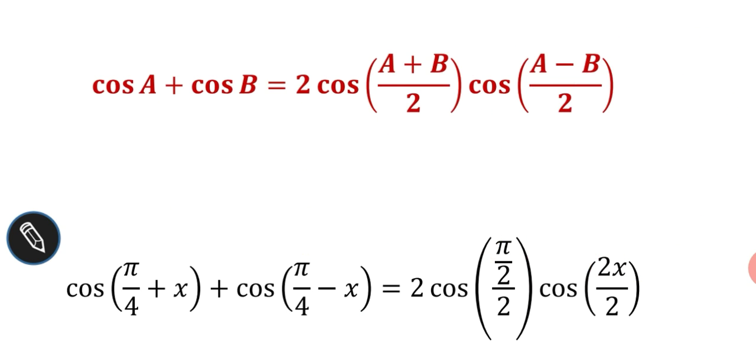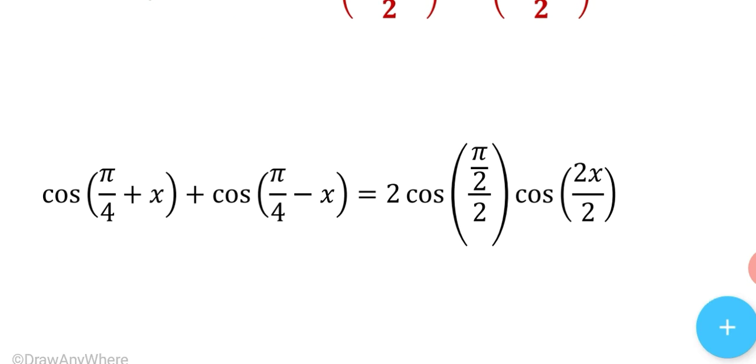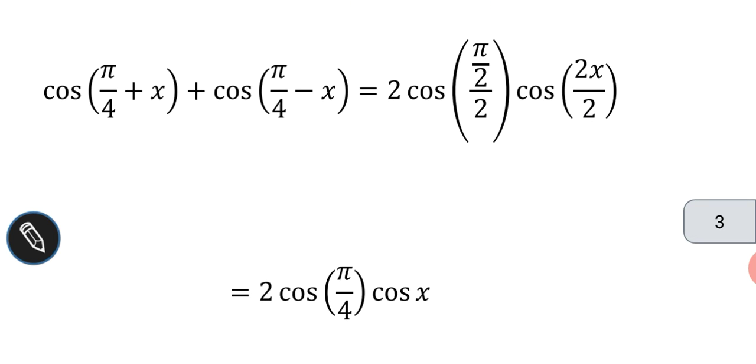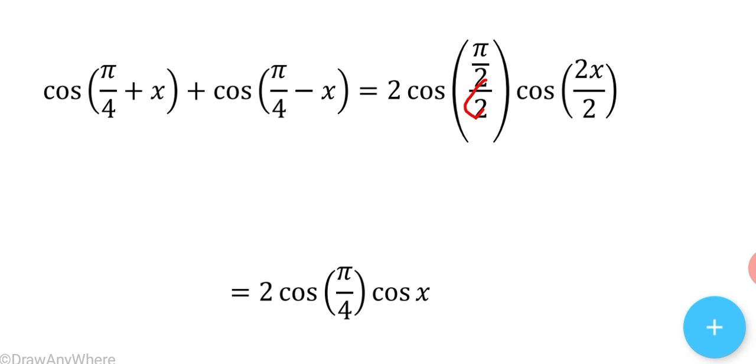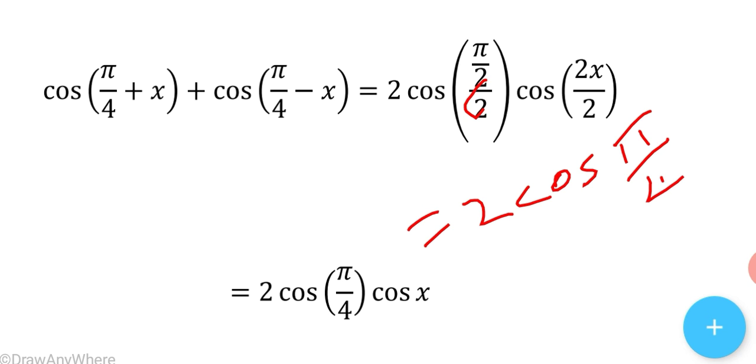So the next step is, this 2 will come to the denominator and get multiplied with 2, so 2 into 2 is 4. This 2 gets cancelled. So the next step is 2 cos of pi by 4 into cos x. So 2 cos pi by 4 into cos x.